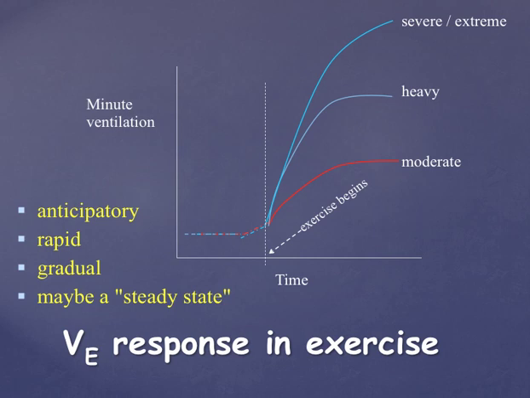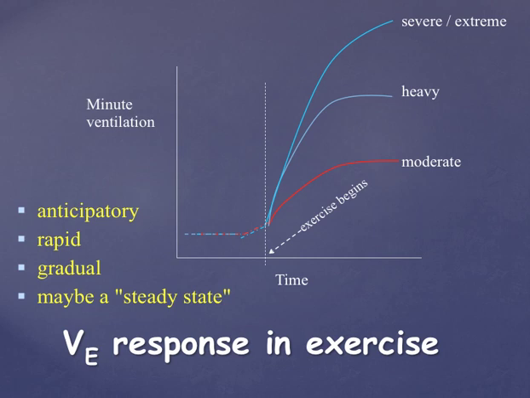In each case, you see that before exercise, that dashed line, ventilation is steady, and then before the exercise starts, there's a slight increase in ventilation. And we call that the anticipatory response. Then you can see, regardless of the intensity, ventilation increases rapidly, and then the increase becomes more gradual, and at least in moderate and heavy intensity exercise, we have a steady state.